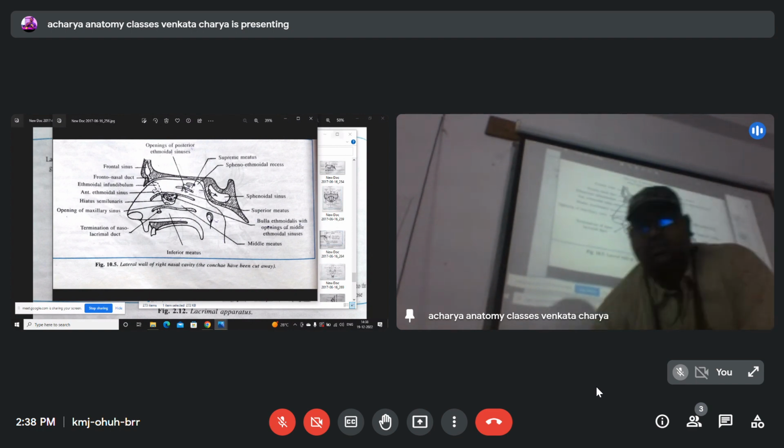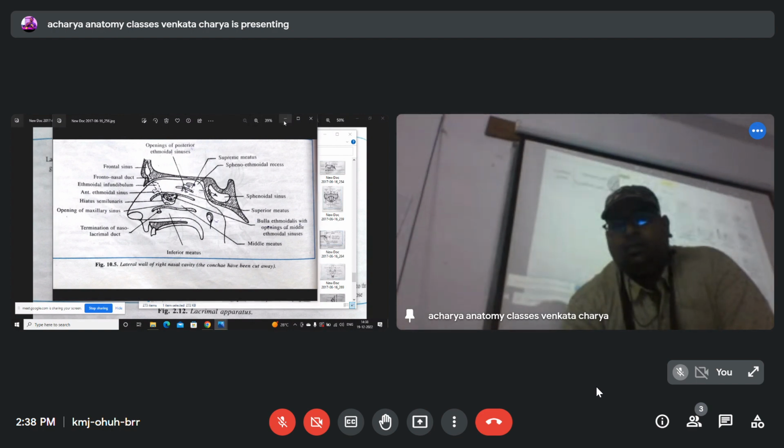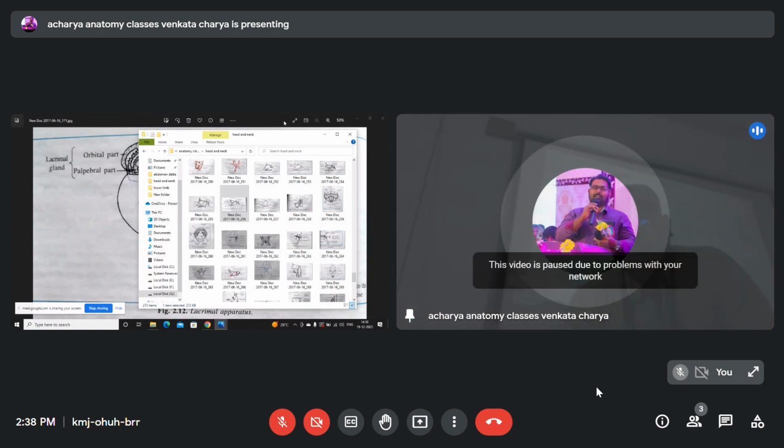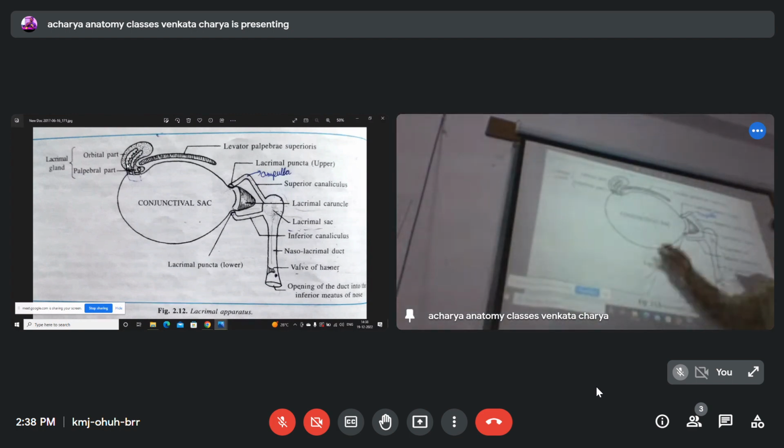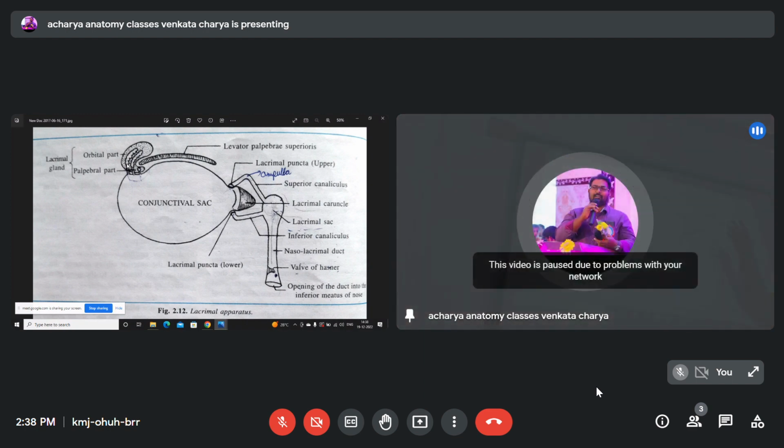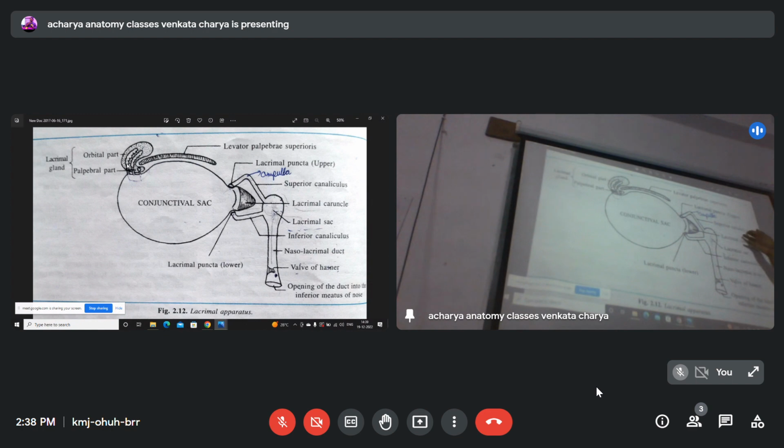So what is in the lacrimal apparatus? First is the lacrimal gland, second is the conjunctival sac, next are the two lacrimal puncta. Whenever the conjunctival sac is filled with tears, through the superior and inferior lacrimal puncta, tears open into the superior and inferior canaliculus.